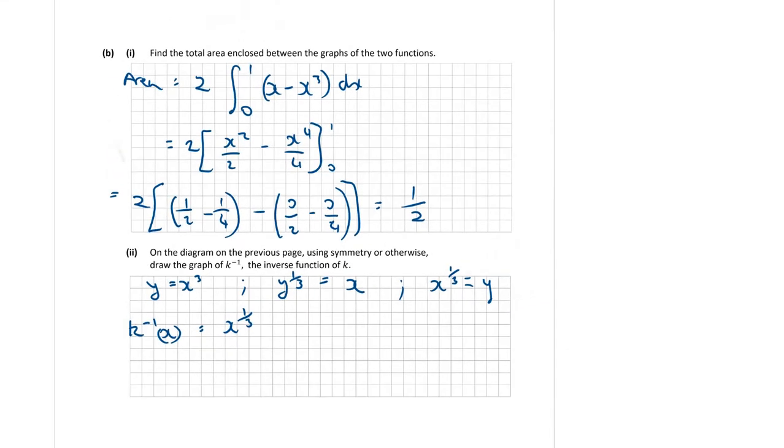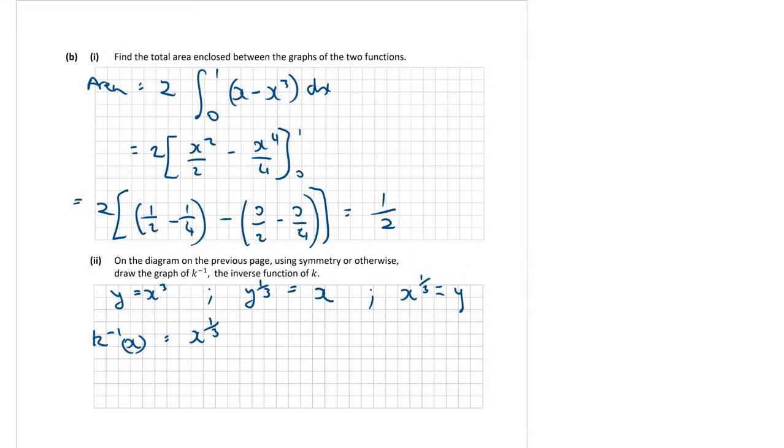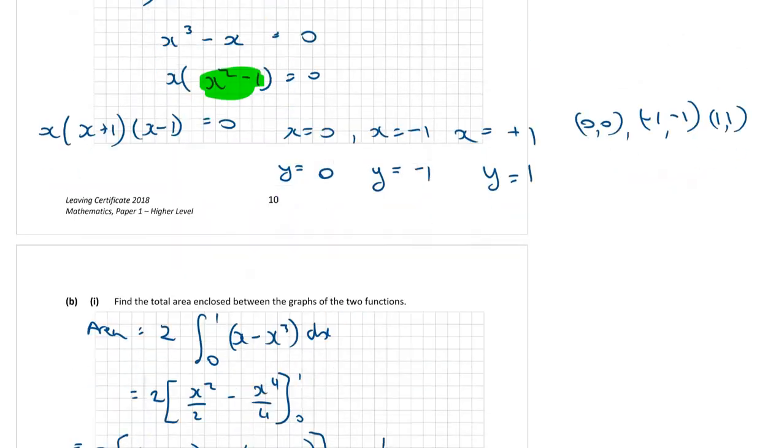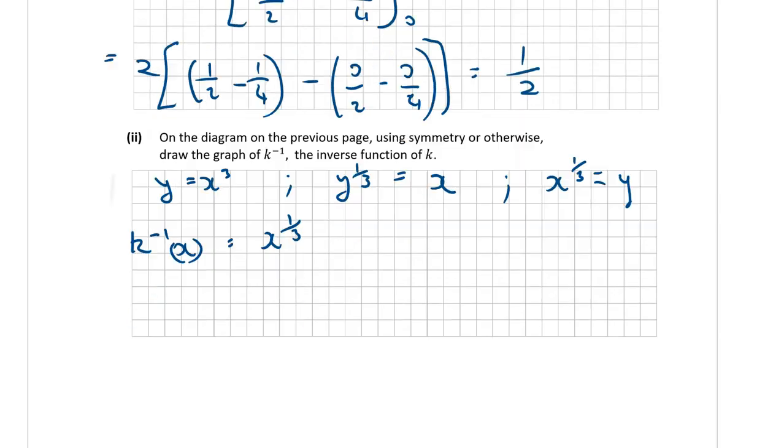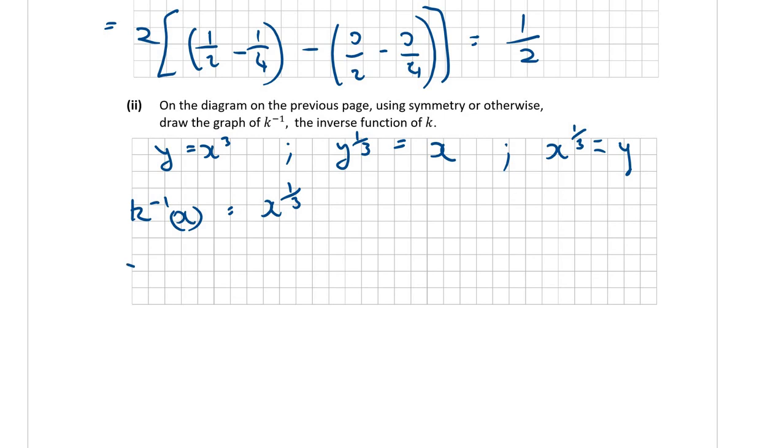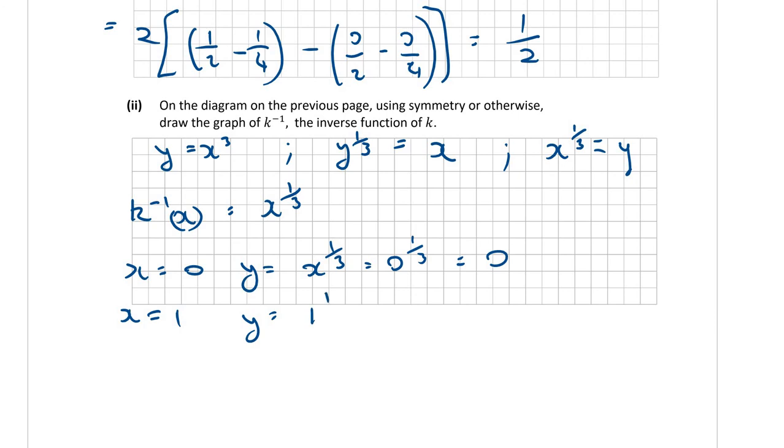So using symmetry, we know that we can work it out, but if you want to plot a couple of points, all we need to do is we could say when x equals 0, y equals x to the power of 1/3 equals 0 to the power of 1/3, which is 0. When x equals 1, y equals 1 to the power of 1/3, which is also 1. x equals minus 1, y is equal to minus 1 to the 1/3, which is minus 1. That's just the cube root of minus 1.